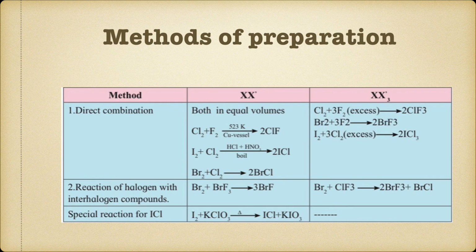Okay, the last method of preparation is for ICl. This is a special reaction. Here we treat iodine with potassium chlorate. What is potassium chlorate? It is KClO3, and it is heated. I will get what? Iodine monochloride. Okay, and I'll get the byproduct as what? KIO3. Okay, so hopefully the methods of preparation are clear now.